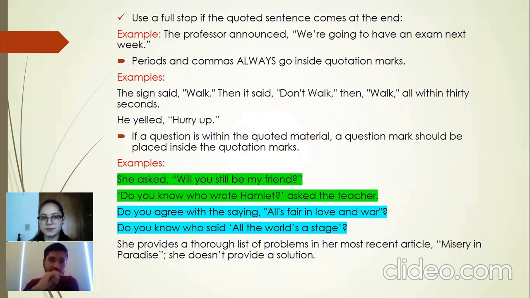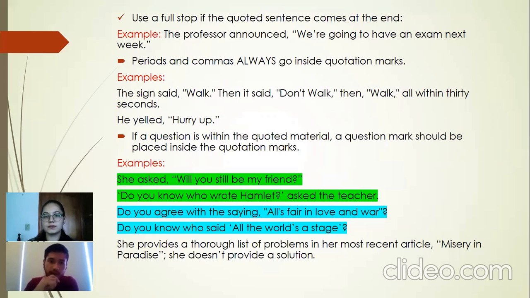Use the full stop if the quoted sentence comes at the end. So here we have an example. The professor announced, "We're going to have an exam next week." So the quoted sentence is at the end. That is why we use a period to end what we write.